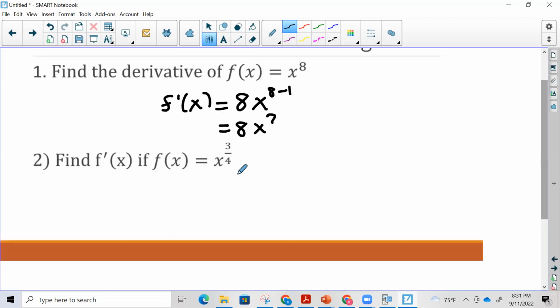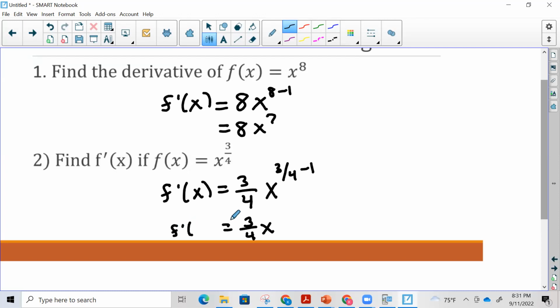Now we can also do this when we have x to a power that's a fraction. So if we want to find f prime of x, if f of x equals x to the 3/4, again, we write the notation for our derivative. We bring the exponent down, we leave the variable there, and then we subtract 1 from the exponent. And just be careful with these. These are easy to make a mistake on. So 3/4 minus 1, you can think of it with a common denominator, 3/4 minus 4/4. So it's 3/4 x to the negative 1/4.